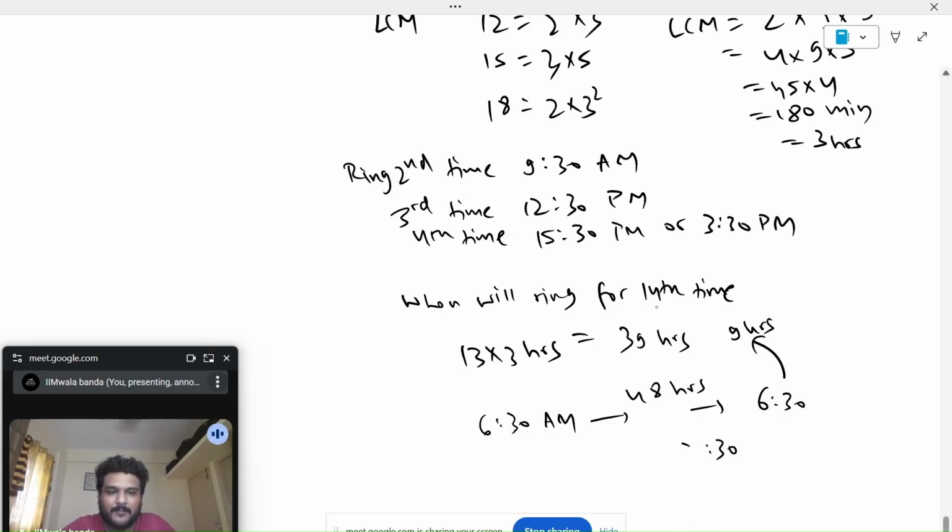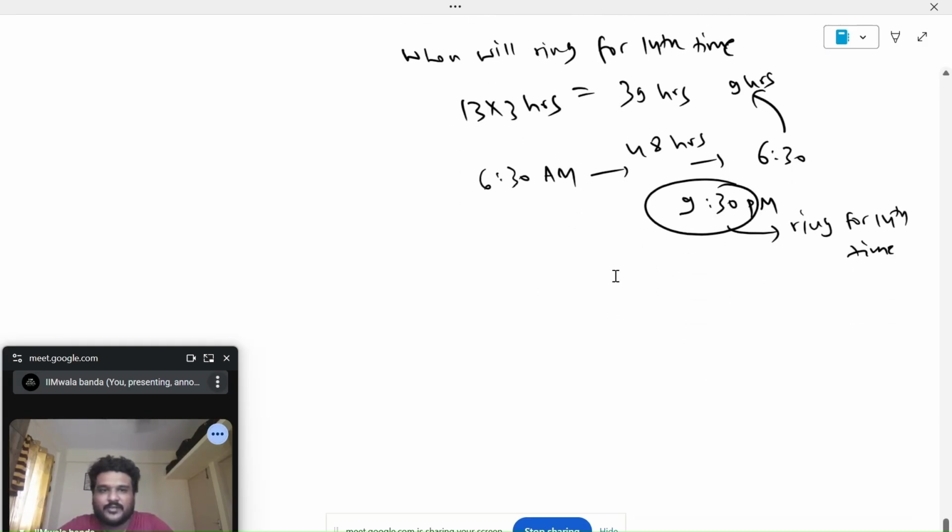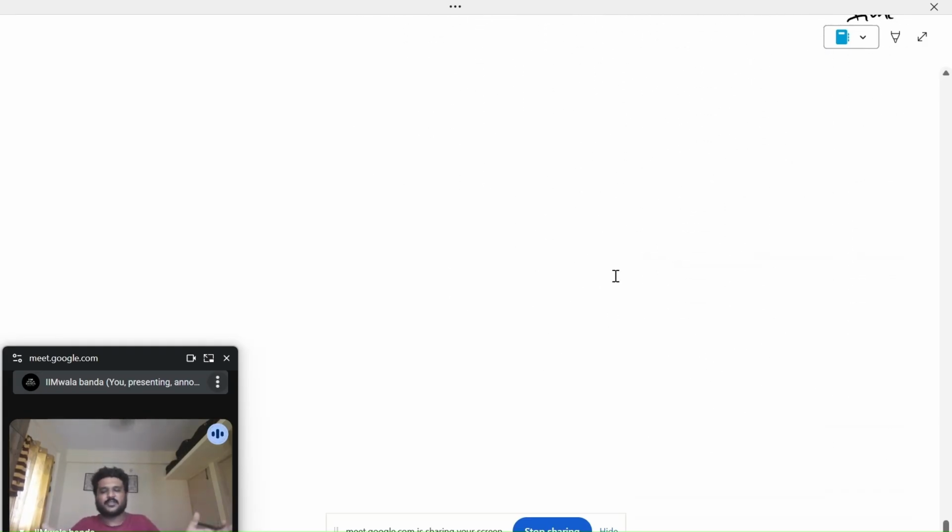Sorry, 9:30. Then if you add 2.5 hours here, this will be midnight. Add 9 hours, it will be 6:30. So at 9:30, they will ring for the 14th time. AM or PM? PM. It's night. Got it? This is how CAT will make simple concepts a little complex for you to understand the depth of the concept.